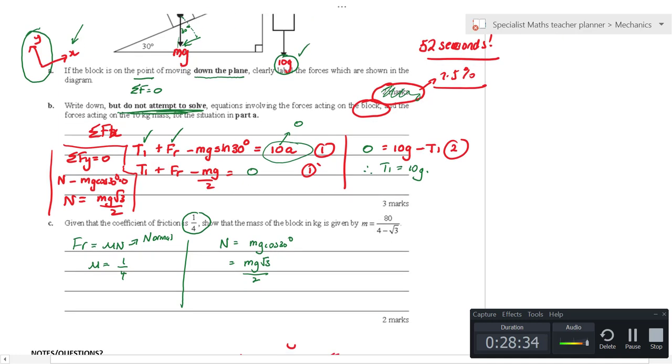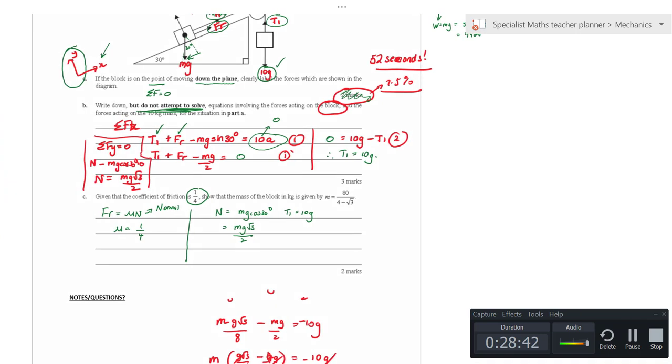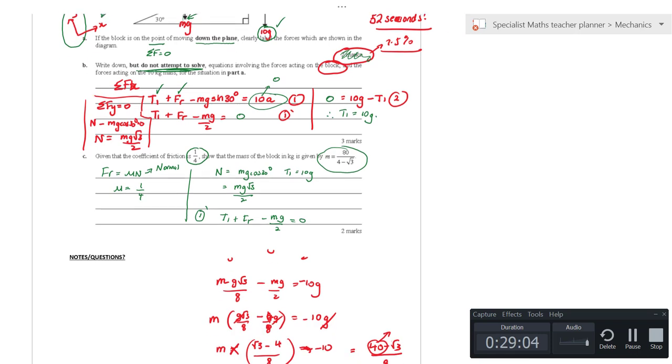Now, we've got all the information. We also know that T1 is equal to 10g, which we just worked out from before. And now we've got to somehow prove that this mass is equal to this. So using equation 1 dash over here, equation 1 dash states that we've got T1 plus friction, well, we know what T1 is, minus mg on 2 is equal to 0.